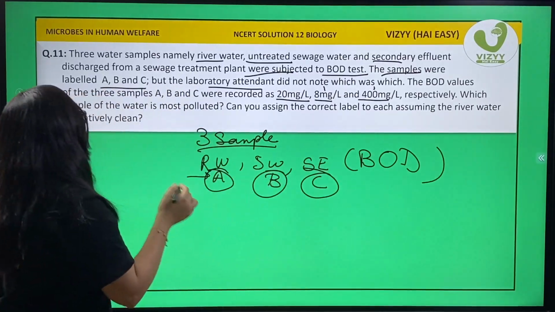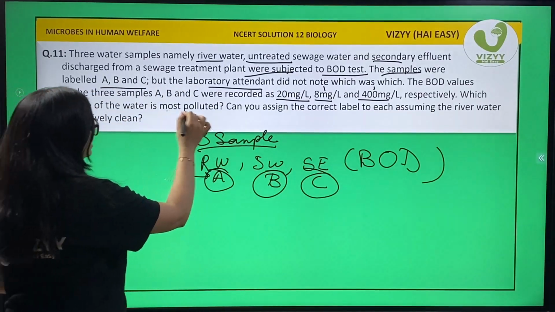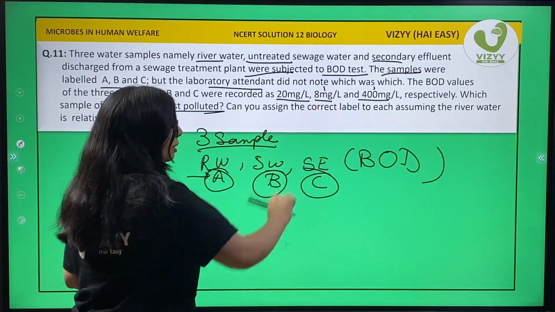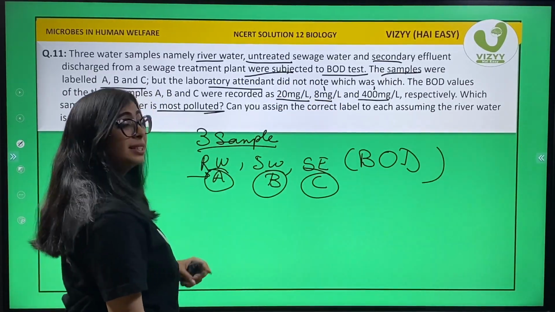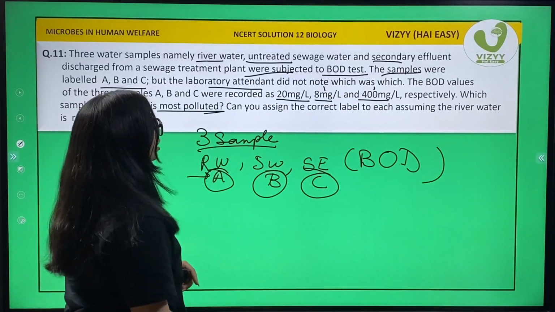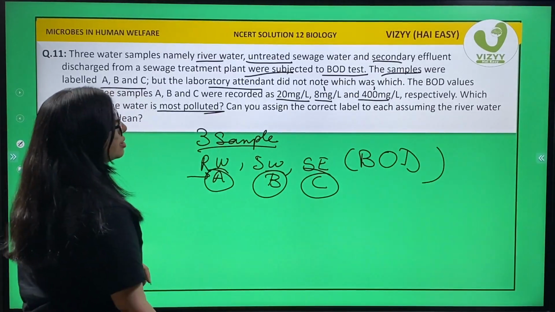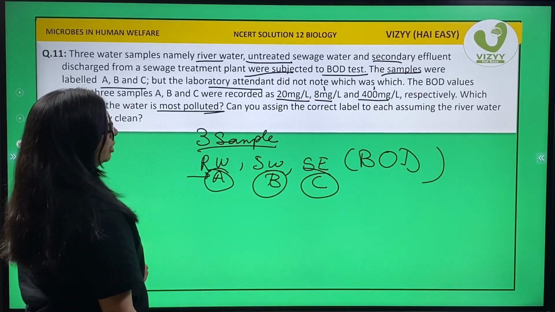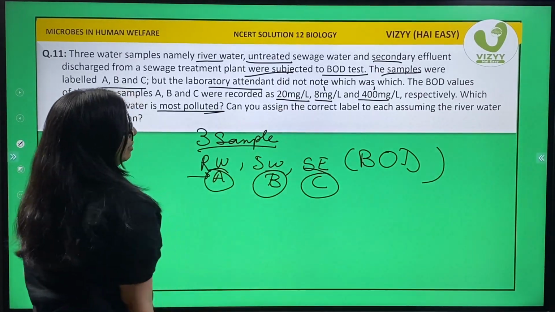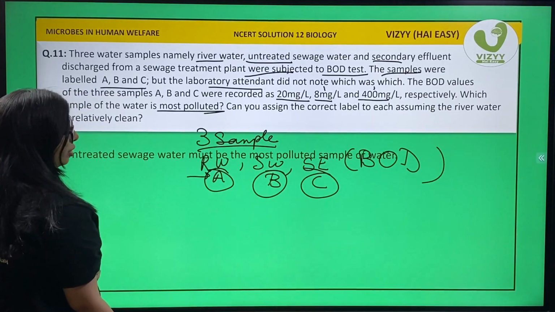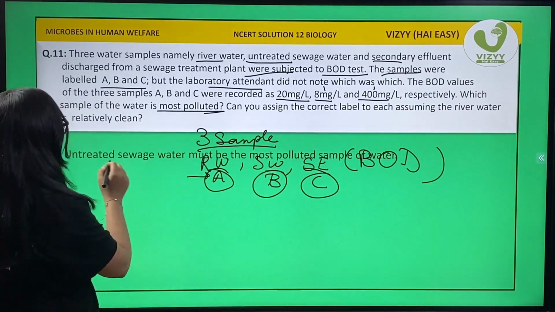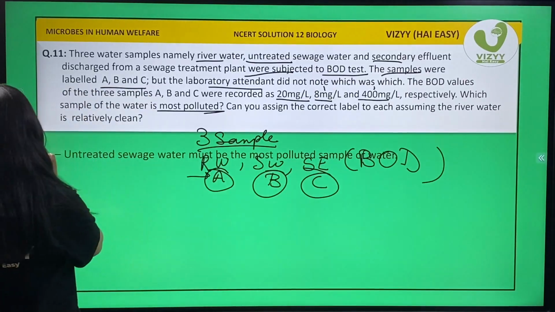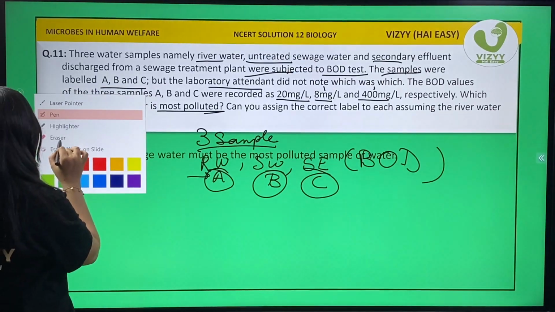Which of the sample of water is most polluted? So the one which has most amount of BOD value is most polluted. Can you assign the correct labels assuming the river water is relatively clean? So 8 mg per ml is your river water. So untreated sewage water must be the most polluted case. Let's remove the rough work.